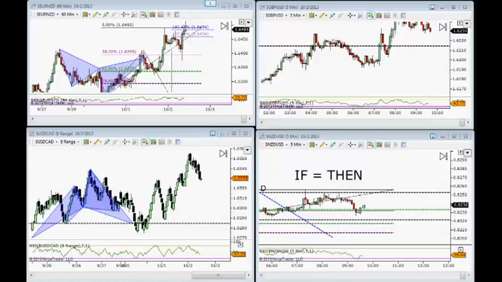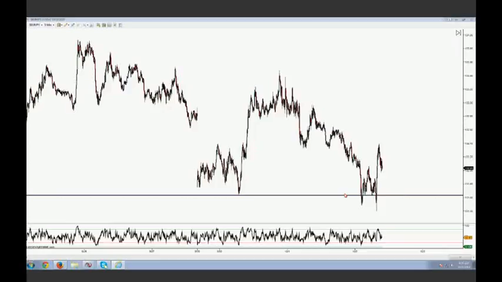I can bring over something. Yeah, okay, let's do that. Just shut off my camera. You can find something here on Euro Yen. Just quickly go through how I would analyze it.